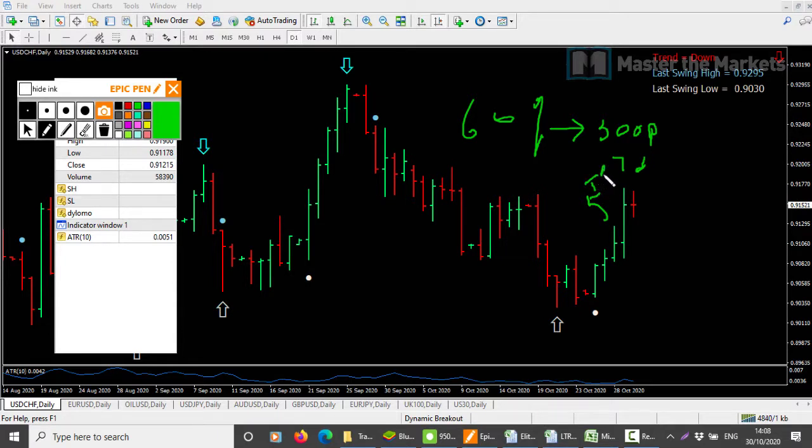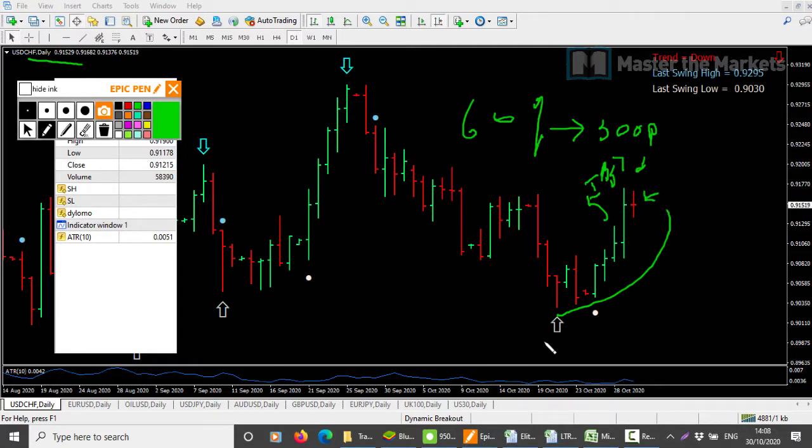Now let's apply this to a current live scenario. See, Dollar Swiss here, daily time frame. You can apply this to any other time frames as well. You just need the data. Now let's analyze this. From the bottom all the way to the current position here, on this bar.